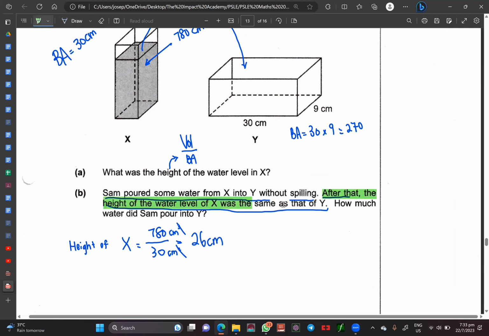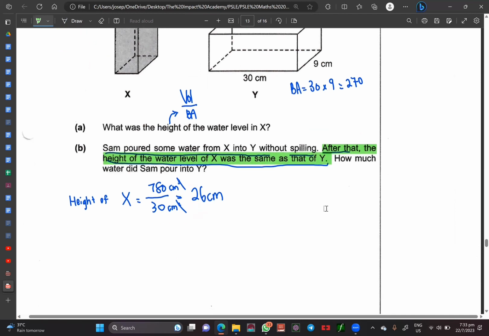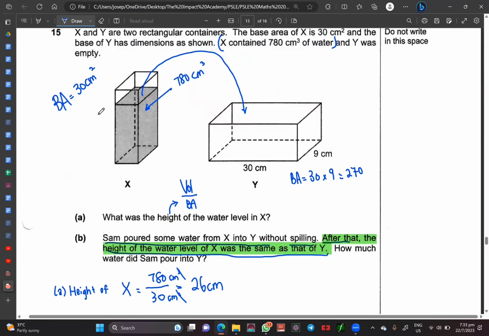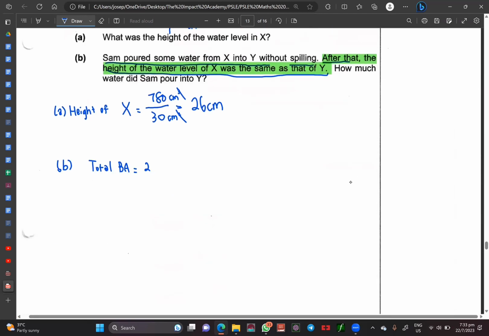Okay, allow me to just explain a little bit on this. Now when they say that the height of the water level is the same for both, here's what you need to do. Whenever that happens, you have to combine the base area. So this is A, all right. Now for B itself, what are we going to do? We are going to combine the base area. So the total base area, just now remember I found that the base area for X is 30, which was given, and the base area for Y was 270. So what I want to do is 30 plus 270, and that gives me 300 centimeter square.